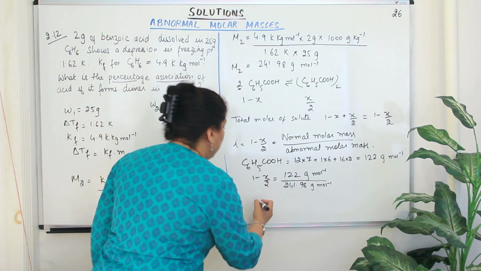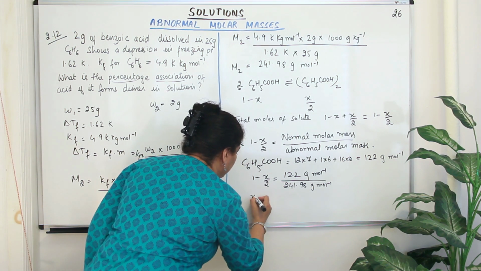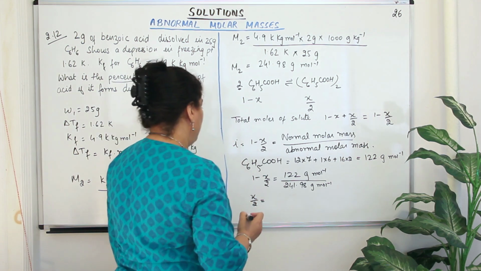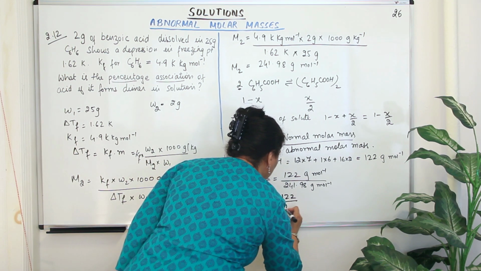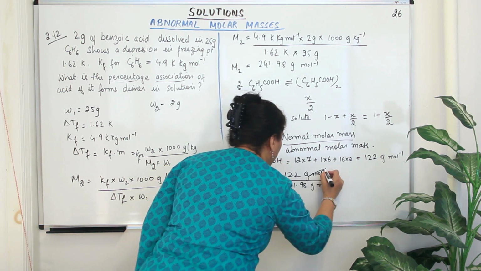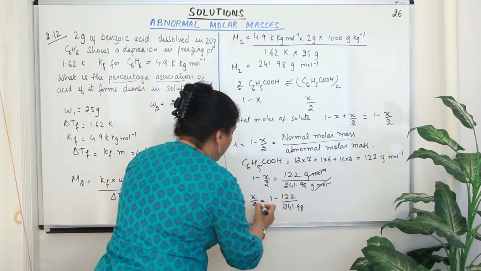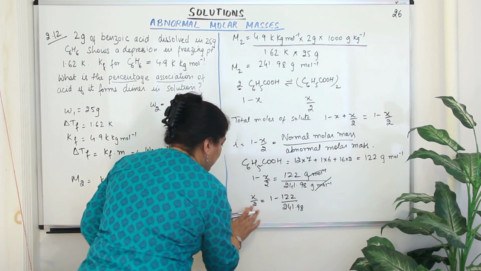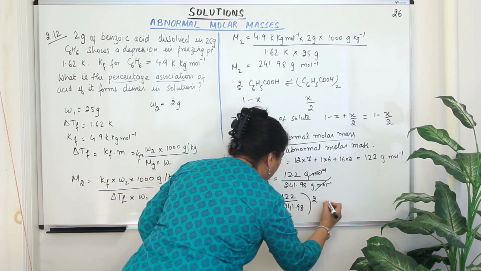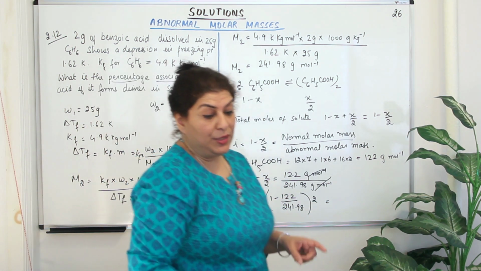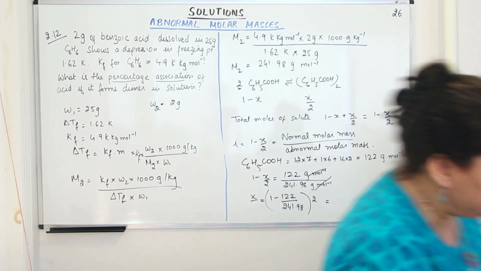So from this we will get X by 2 is equal to 1 minus 122 upon 241.98, the gram per mole is cancelled here, right? And whatever this is, if you want to find out X, then you will multiply this by 2. And when you do so, what do you get? The answer will be 0.496 into 2.